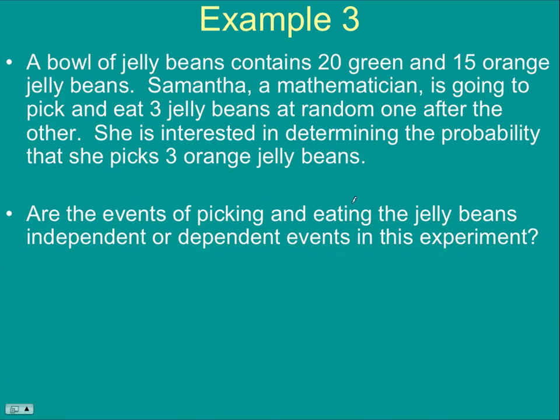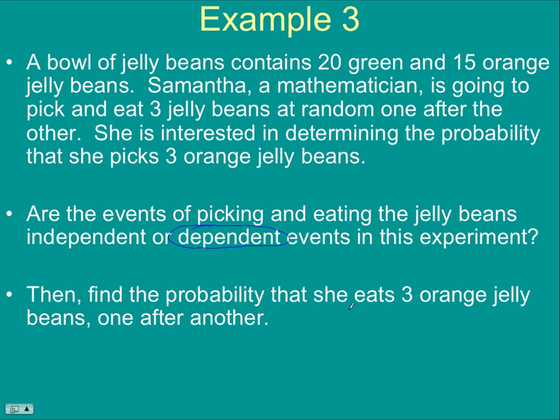So are the events of picking and eating the jelly beans independent or dependent events in this experiment? Well, what do you think? She's picking and eating the jelly bean. So do you think that's going to affect her chance of picking another jelly bean? Because, you know, I don't think she's going to spit this up. So I would say that these are definitely dependent events. Okay, because one affects the outcome of the next.